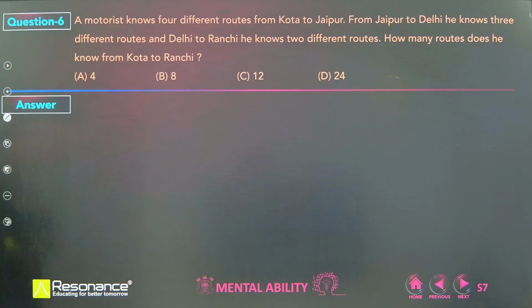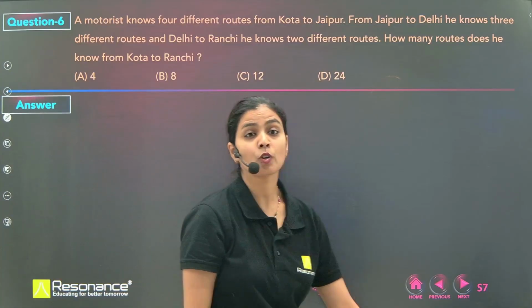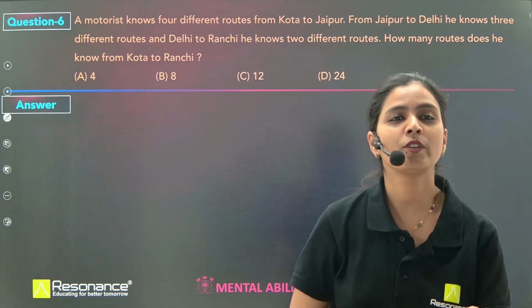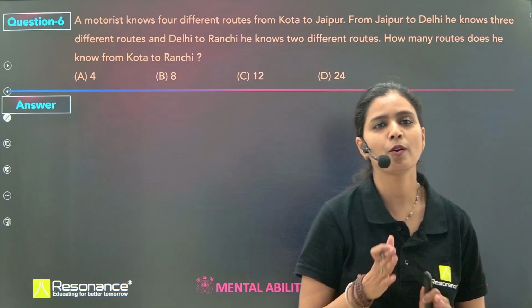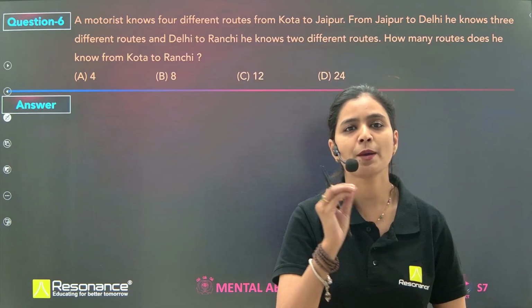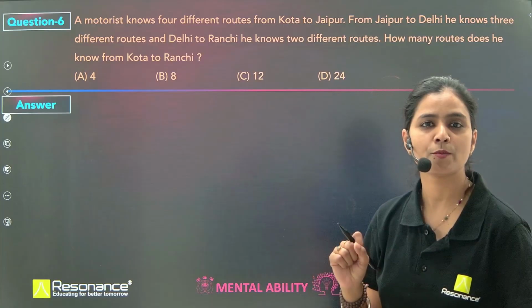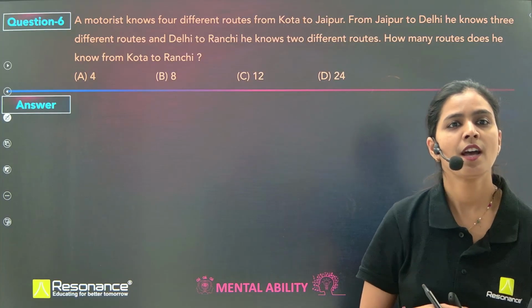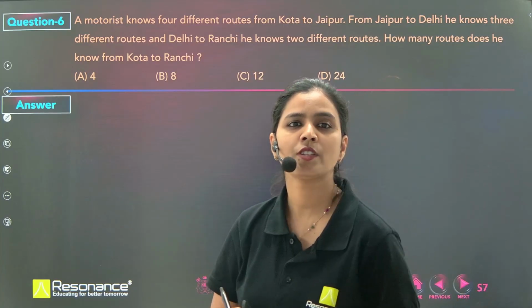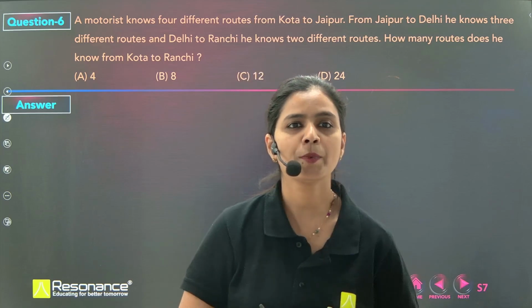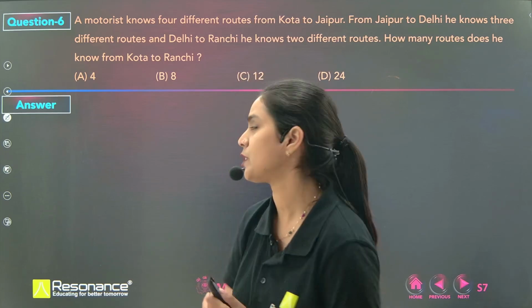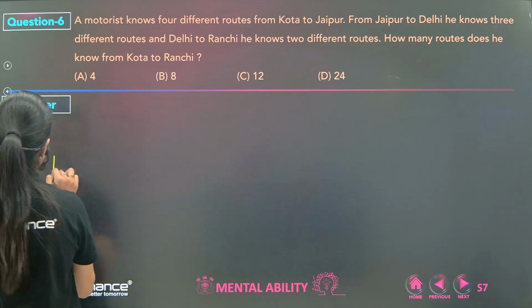Okay, so it is saying a motorist knows 4 different routes from Kota to Jaipur. From Jaipur to Delhi, he knows 3 routes, and from Delhi to Ranchi, he knows 2 different routes. So how many routes are there from Kota to Jaipur? Let's go from Kota to Jaipur.